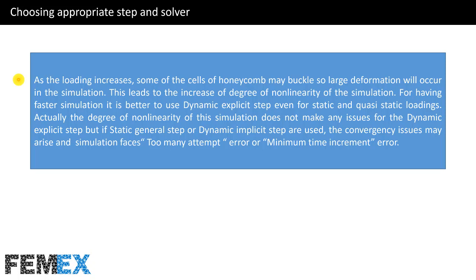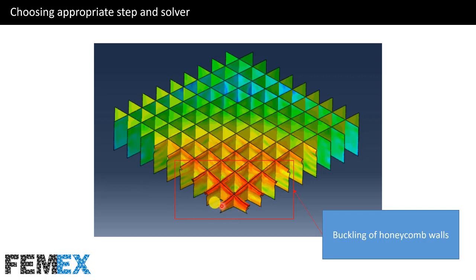Actually, the degree of nonlinearity of this simulation does not make any issues for the dynamic explicit step, but if a static general step or dynamic implicit step are used, convergence issues may arise and the simulation faces too many attempts error or minimum time increment error. Here you can see the buckling and large deformation of walls of honeycomb. The honeycomb is subjected to dynamic loading.